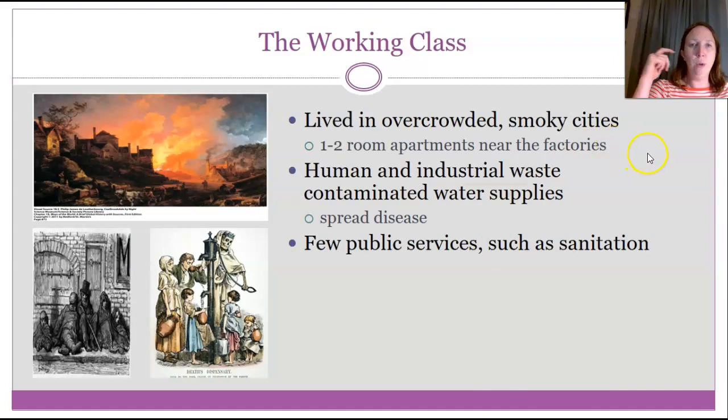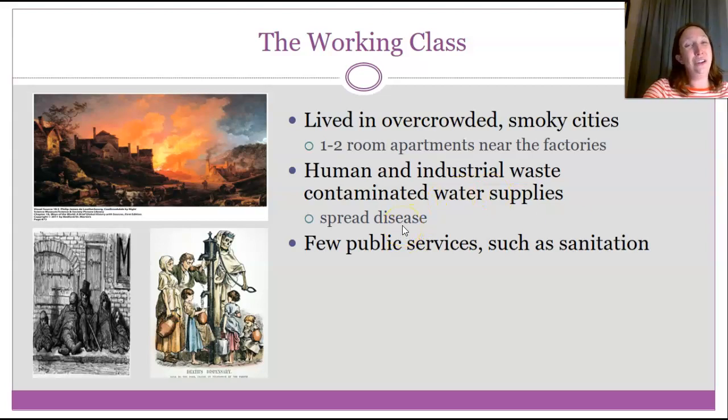What was life like for the working class? They often had to live in overcrowded, smoky cities, or the cities themselves were overcrowded and smoky because of the factory work and the burning of the coal. Large families had to live in 1 to 2 room apartment buildings. They're called tenements. You should probably write that down. Tenements. Near the factories to make it convenient to go to work and be close to work, especially when they were working these long shifts and working late into the night.